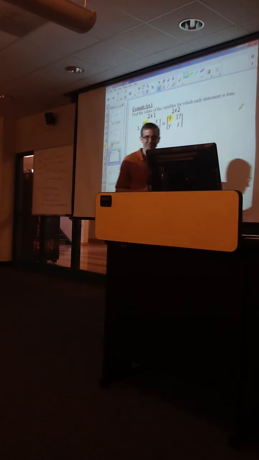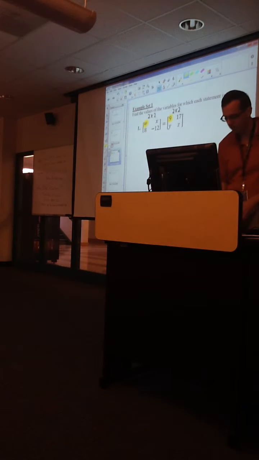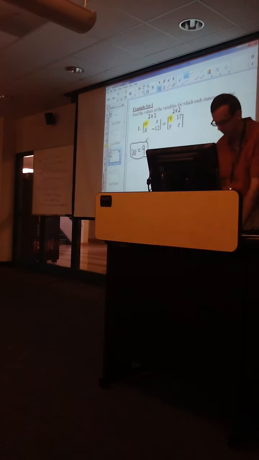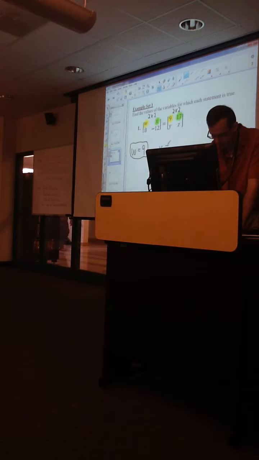Well, guess what? Those corresponding entries must be equal. So since the corresponding entries must be equal, guess what W is equal to? 9. Well, you found the value of W. Now, can you get the values of the other ones? Let's see. Well, X must correspond to 17. So what's X equal to? Yeah. You just found the value of X.